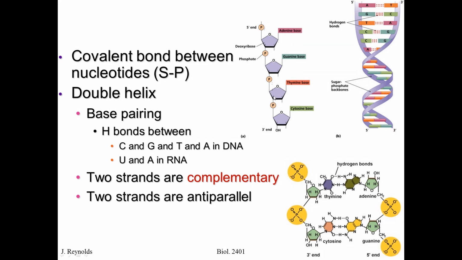An RNA would look just like this, except again you'd have a ribose sugar and there wouldn't be a thymine right here, there'd be a uracil.